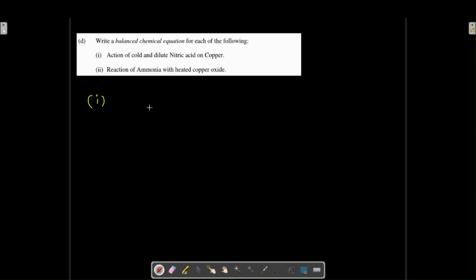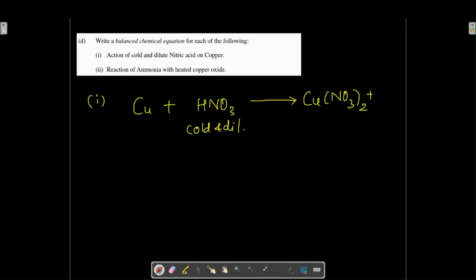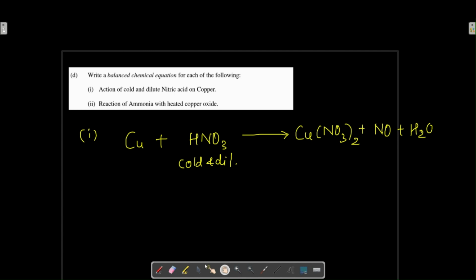So, action of cold and dilute nitric acid on copper. The reactants are copper and nitric acid, which is cold and dilute. It is important to mention these things, cold and dilute. Why? Because cold and dilute nitric acid will oxidize copper to copper nitrate, and it will form nitrogen monoxide plus water. If it is hot and dilute, or if it is concentrated, what will it form? That we'll see in the next slide. As of now, just check this particular question.